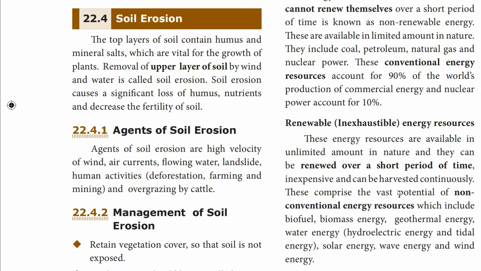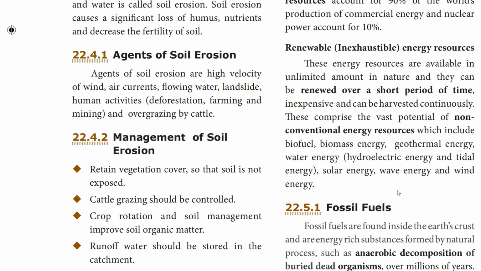How to manage soil erosion? We have to retain vegetation cover so that the soil is not exposed directly to the high velocity of the wind and water. Retaining the soil with vegetation or plants will help in preventing erosion. We should avoid overgrazing by cattle.